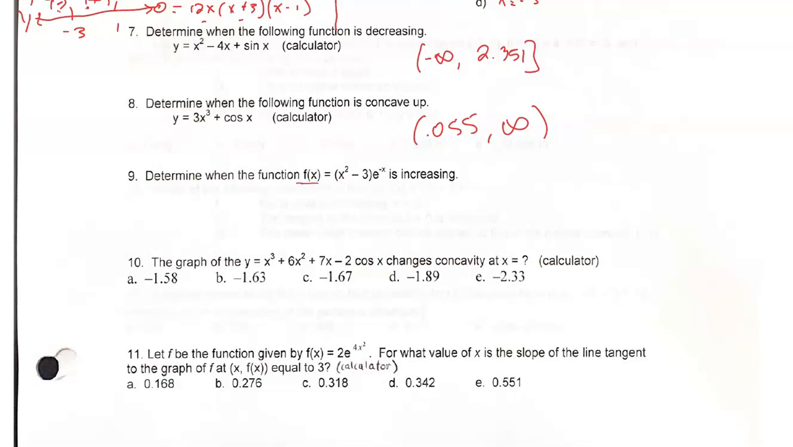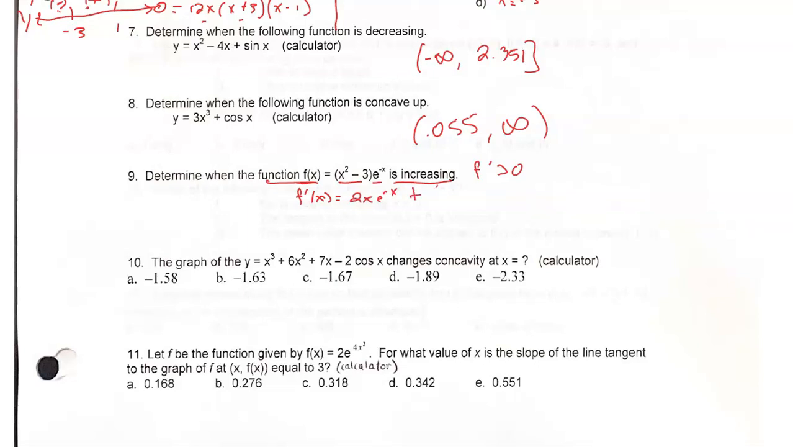Where is our function, f of x, increasing? So that just means our first derivative needs to be greater than 0. So we're going to take our derivative. Requires us to remember our product rule and some different rules, power rule, exponential rule. So this is our first term. That's our second term. So the derivative of the first is just 2x. Leave the e to the negative x alone.